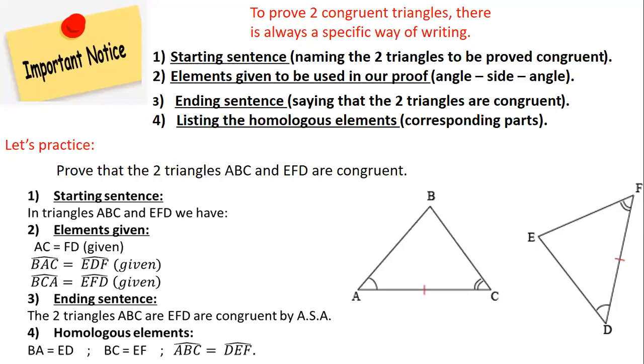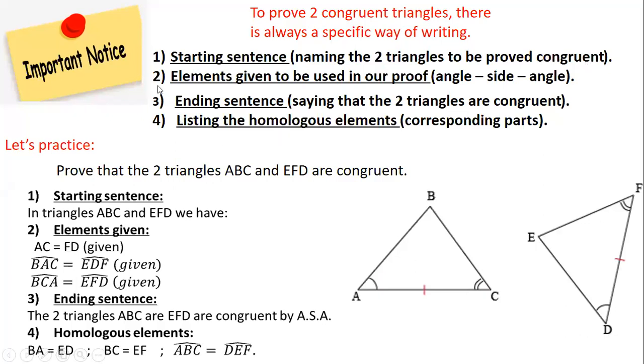Thank you, Razan. Let's go back to step number 1. Why am I repeating these? Because these are the basics of geometry. This is what geometry is in mathematics. If you know these, everything will be okay with you in geometry. Nothing will be hard. So whenever you are asked to prove two congruent triangles, number 1, we should start writing the starting sentence. It's very easy. In the starting sentence, you should name the two triangles to be proved congruent.